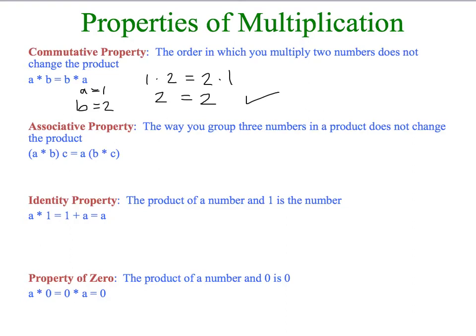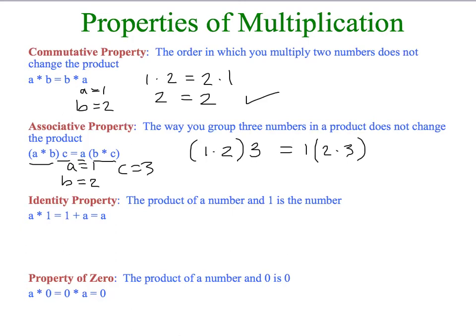Let's again test this one with numbers. We'll say a equals 1, b equals 2, and c is equal to 3. You could choose any numbers to test this. So our first part, a multiplied by b would be 1 multiplied by 2. Multiply the whole thing by c. C is going to be 3. Then we have a on the outside multiplied by b times c on the inside. So a on the outside is 1 multiplied by b times c, which is 2 times 3 on the inside of the parentheses.